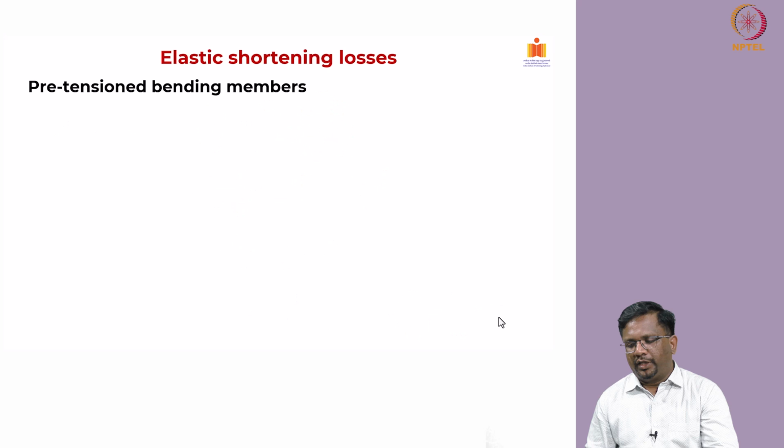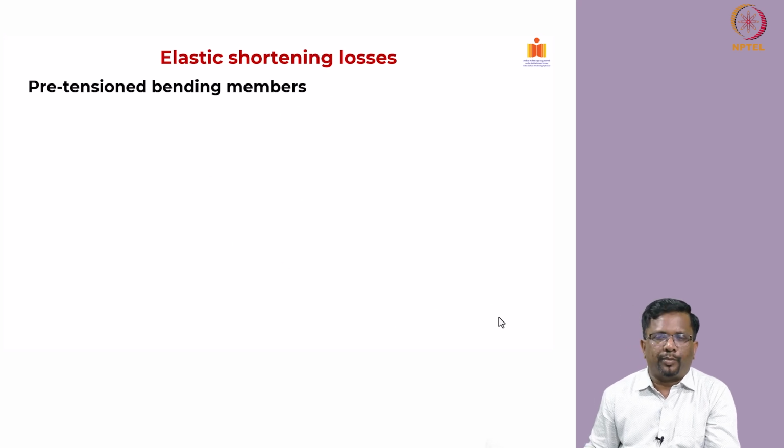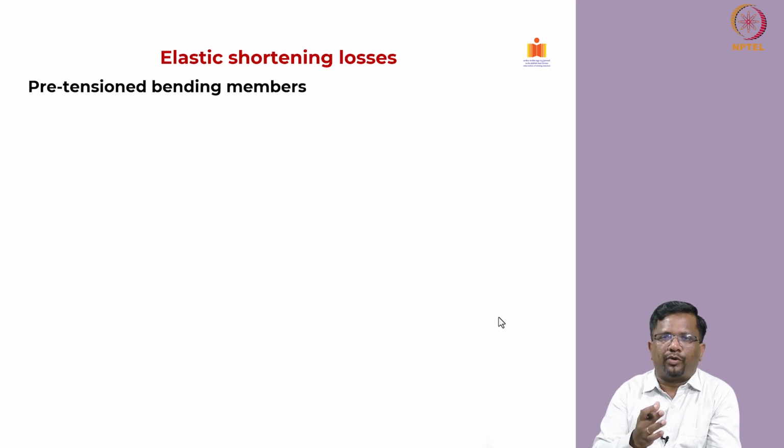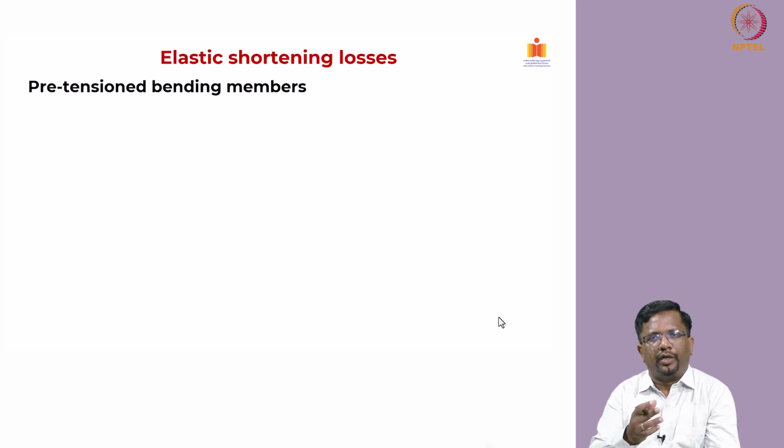Now, let us see pre-tension bending members. In a bending member, we know that the cable profile is not going to be linear; it is mostly going to be parabolic, right. Sometimes you can also have a linear profile if you have a point load, which we will discuss when we talk about equivalent load analysis and stress analysis concepts.